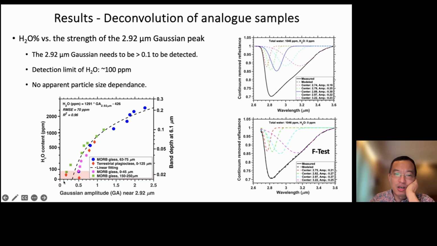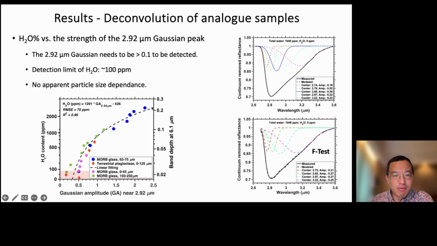And then we deconvolved each spectrum of those samples we have in the lab, and then plotted their H2O content against the Gaussian amplitude near the 2.92 micron. That's assigned to H2O. That was shown on the left plot. You can see we have a suite of different kinds of samples and also a wide range of H2O content.